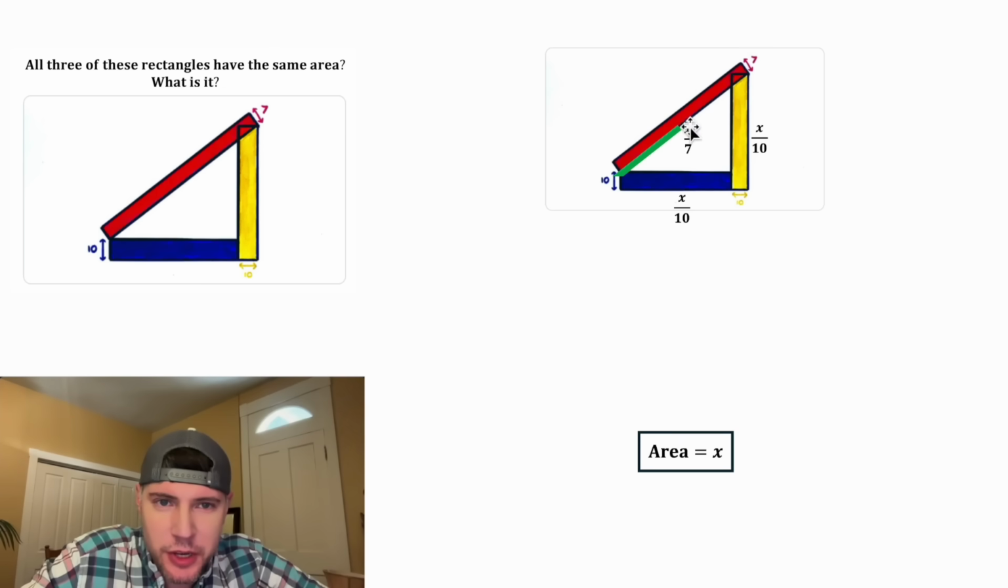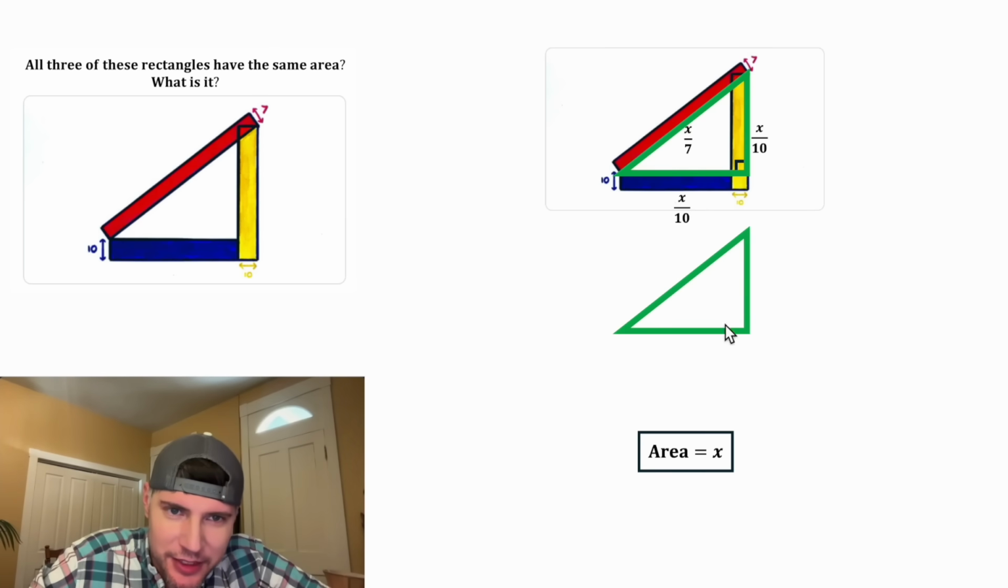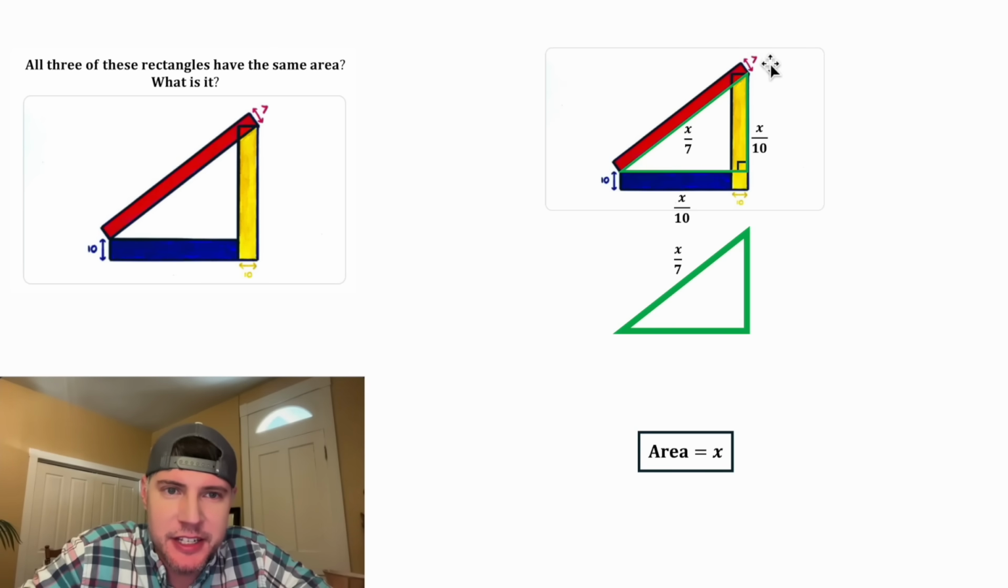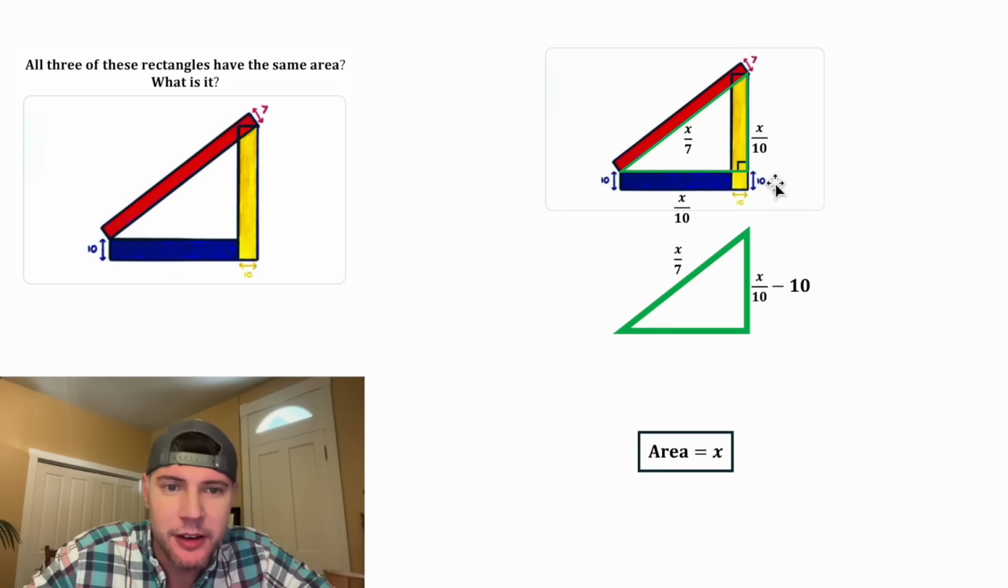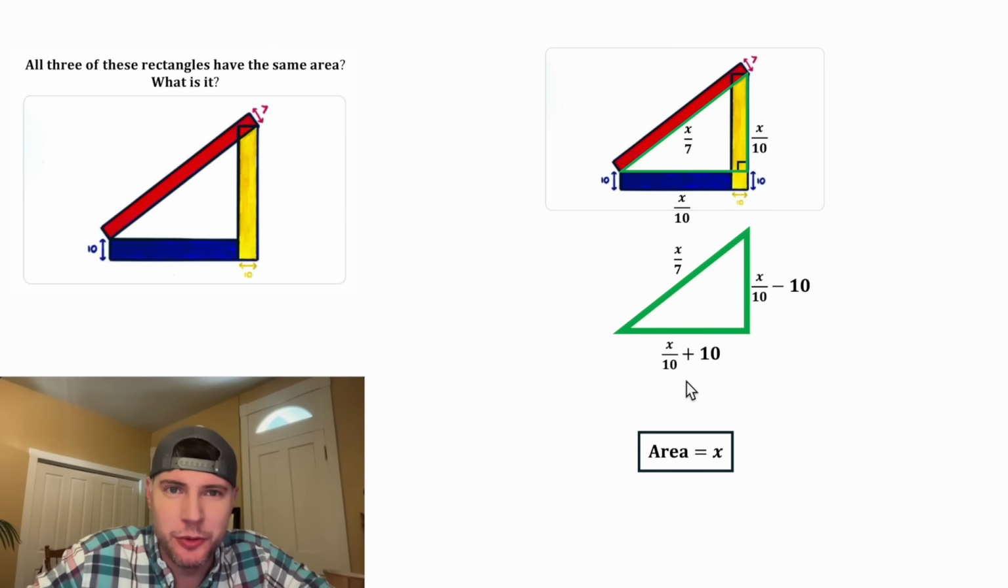Now from here, let's focus on this right triangle right here. And this angle right here is going to be the right angle. Let's copy down the triangle, and let's find the side lengths. This side is the entire base of the red rectangle. It's going to be equal to x over 7. This side is not the full length of the yellow rectangle. It's going to be short by this much, which is equal to 10. So now we can say this side is equal to the whole thing x over 10 minus this piece 10. And then for the base of this green triangle, it's equal to the whole blue base plus another 10. So it's going to be equal to x over 10 plus 10.